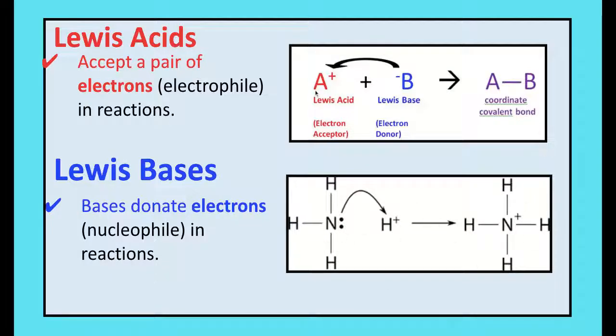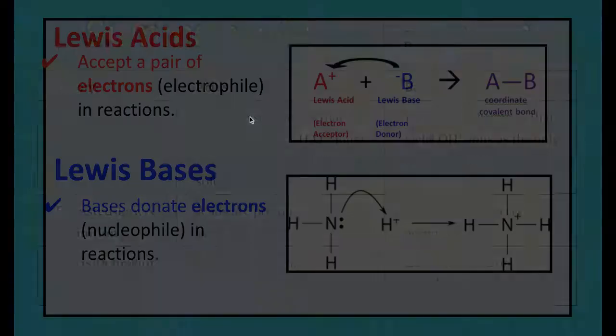But if you're looking at an equation, you're trying to figure out which theory would define this acid-base reaction, a Lewis reaction is always going to have one product. So it's like a synthesis reaction. You're going to have a base and an acid. They're going to come together to form one product in the end. So that's how you can identify those.